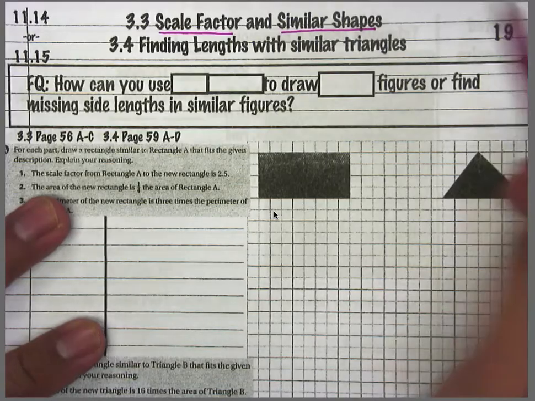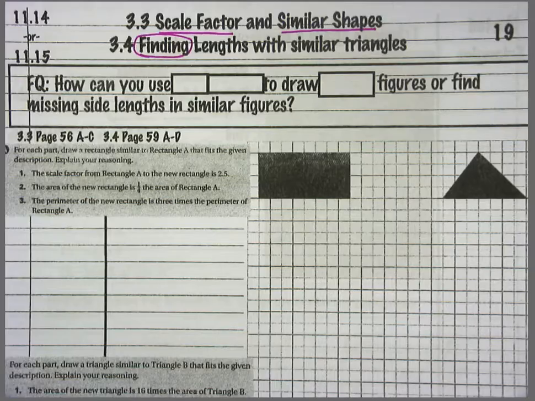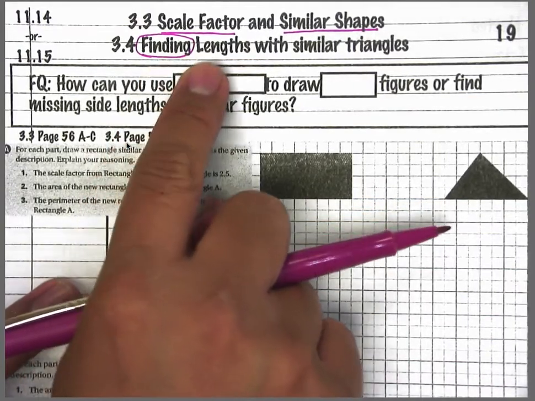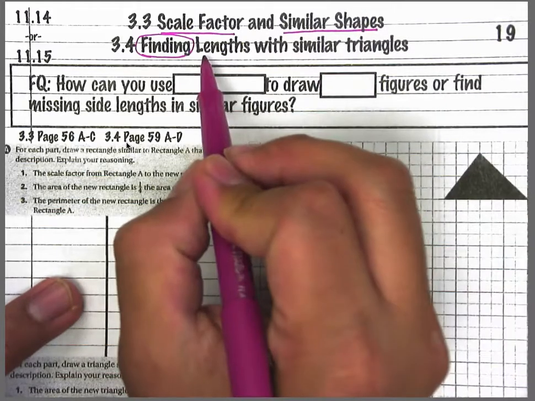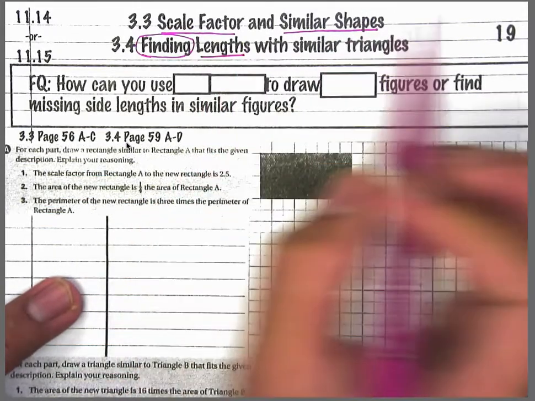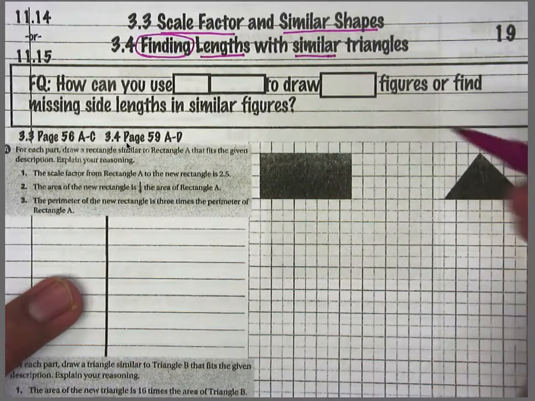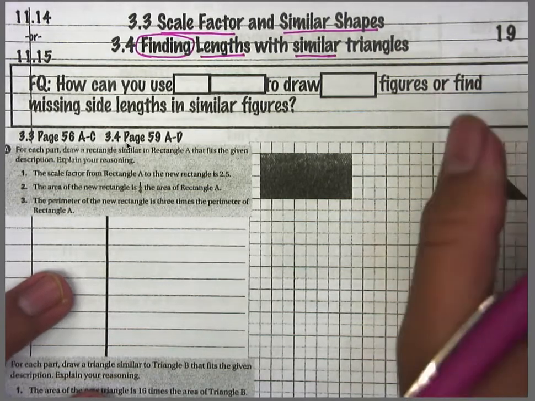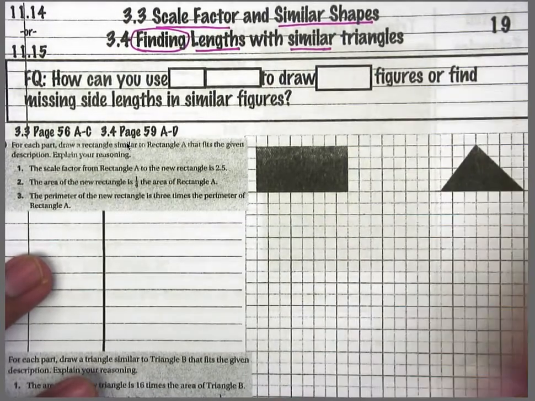Okay, we're going to be finding. This is our action verb. Okay, that's our action verb, finding. We're going to be finding lengths with similar triangles. Okay, finding lengths, and again, they have to be similar figures. Okay, it works with something other than just triangles. It works with rectangles, with quadrilaterals, any shape as long as they are similar. But we're going to first start off with triangles.